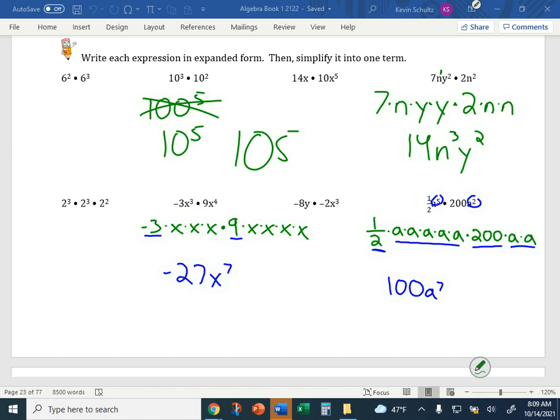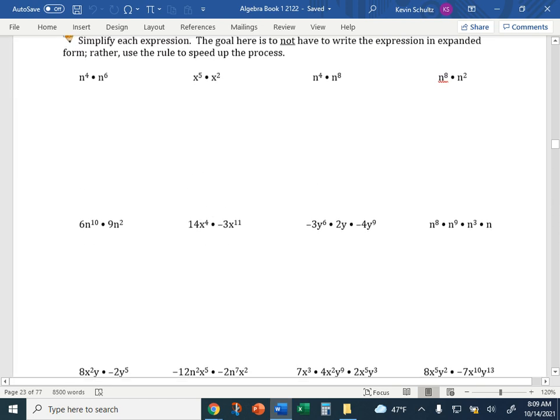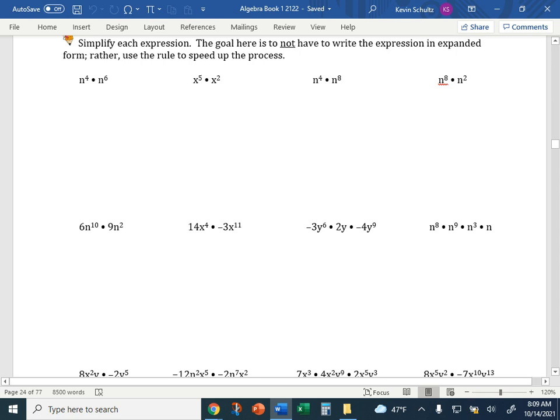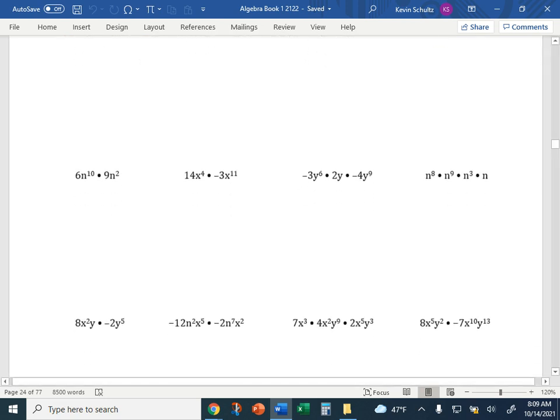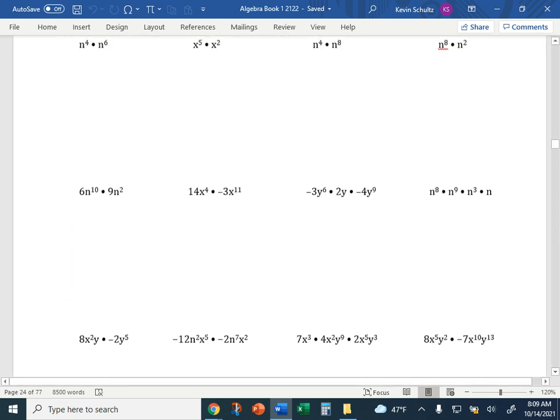Okay. Your homework is to finish this first page. You do need to write these in expanded form first. Then the second page is homework as well. Notice that the goal here is to not have to write the expression in expanded form. If you need to, you may. But we want to move away from that and start to use the rule that exponents added, coefficients multiplied. So this second page, I don't need to see the expanded form, but I do need the answer.